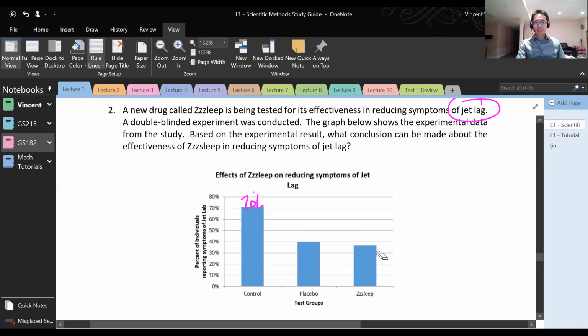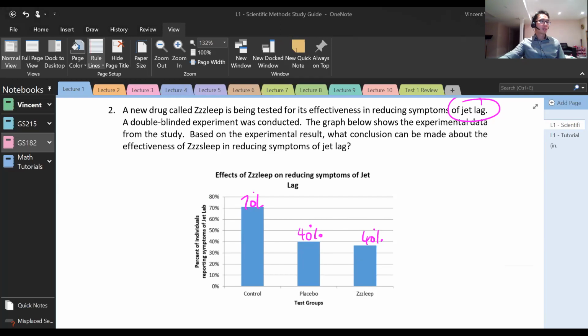In the treated group, only 40% of the people experience jet lag symptoms after taking the pill. And then we have the placebo group, which is also 40%. So based on this graph, based on this result, would you say the drug is effective or not?